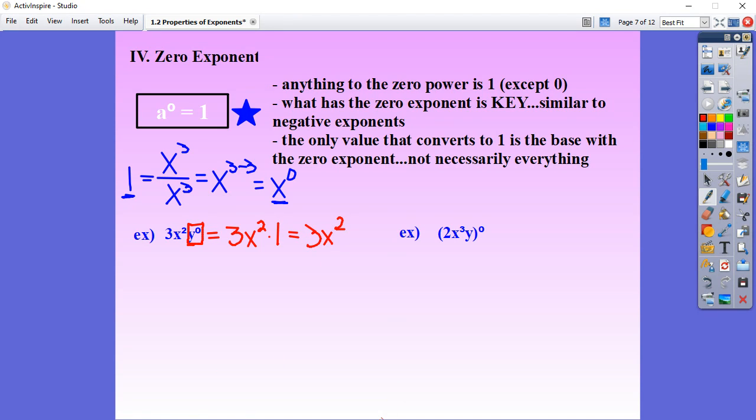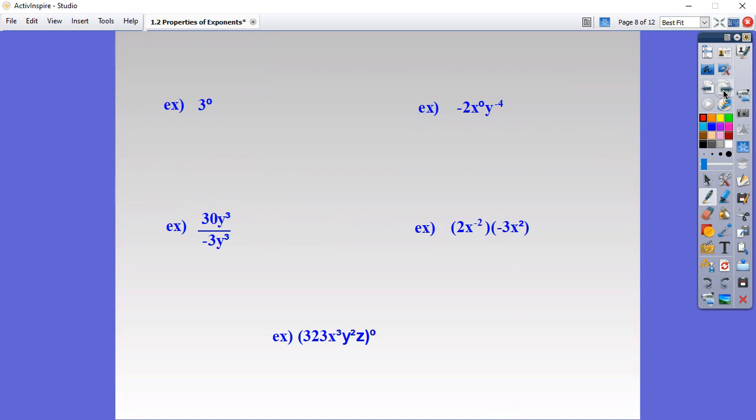Looking at the second example, if I ask what has a 0 exponent, now you can say everything does. That's the difference between these two. So this whole entire base, the 2x cubed y, is our entire base raised to the 0 power. That entire thing just goes to 1. So we'll do a few practice problems here, and we'll wrap up 1.2a, and then we'll look at more properties in 1.2b.